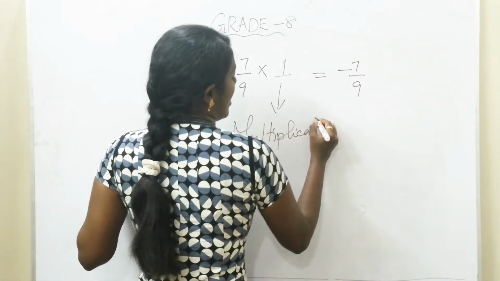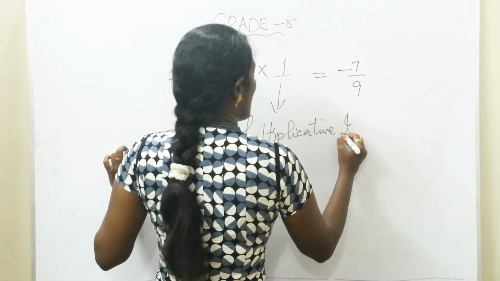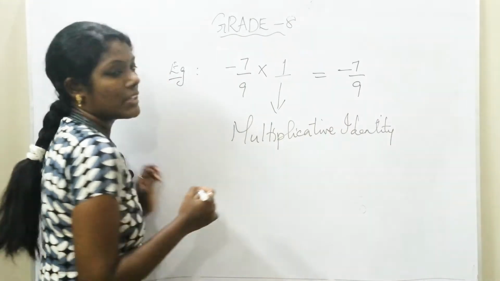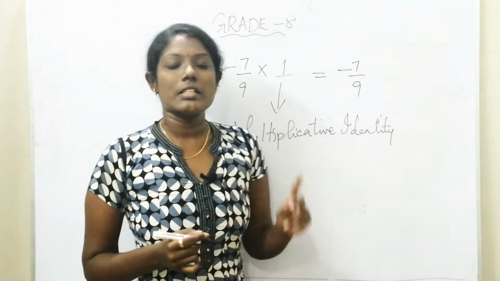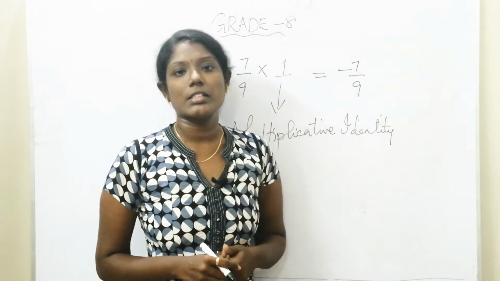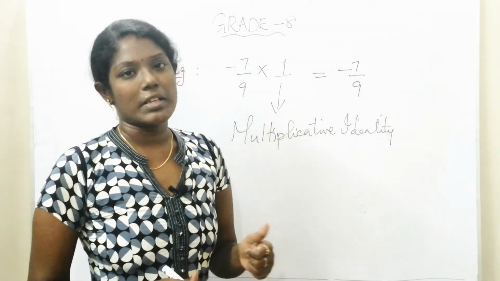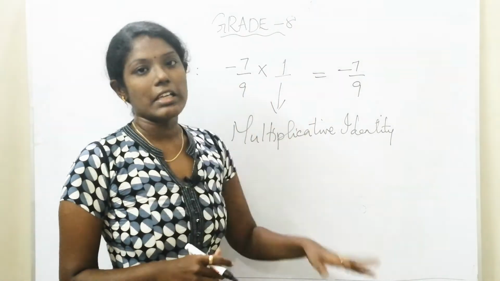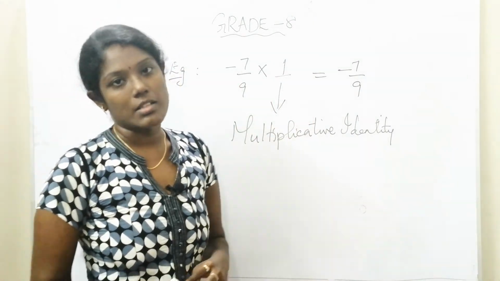So this is an important 1 mark question. As we already know, 0 as additive identity is an important 1 mark question. Same way, 1 is called the multiplicative identity, an important 1 mark question, because 1 multiplied with any number gives the same number as your answer.